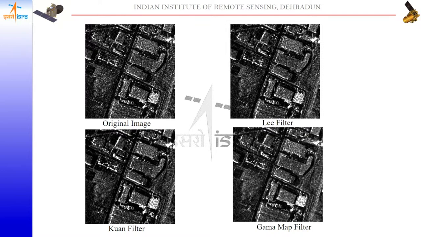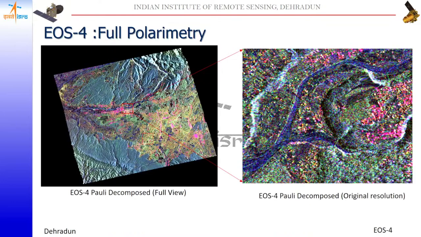Gamma Map and Kuan are better filters and remove the noise in a better way. Nowadays these are some of the classical filters. Newer edge preserving filters have also come, like the wavelet filter, so we can use those filters also to reduce the noise from the SAR image.